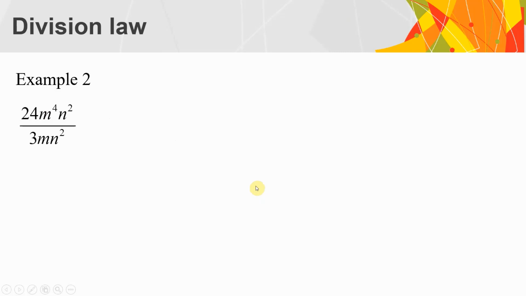Alright, so let's look at the division law. Just a recap. Whenever we see a fraction, it means divide. So similar steps. First, we divide the numbers. 24 divided by 3 is 8. M power 4 minus 1 is 3. And n squared divided by n squared. 2 minus 2 is 0. As we have done just now, any number to the power of 0 is 1. So at the end, it's just times 1. We just don't write it. So this is the final answer, 8m cubed.